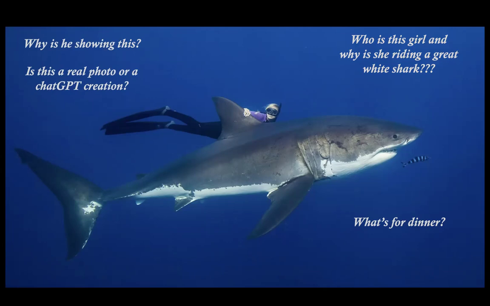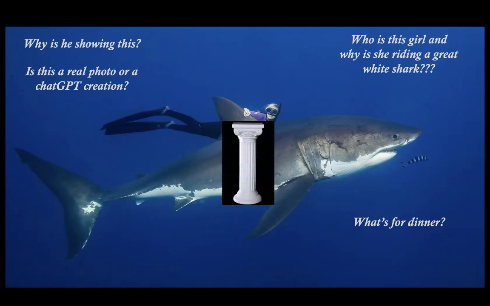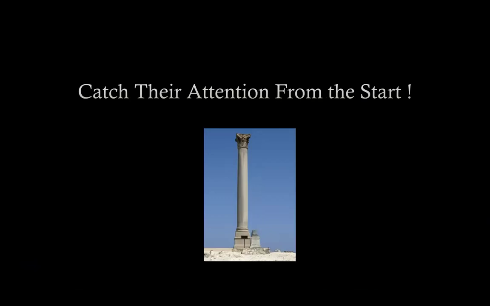Because once you see this picture, you are thinking, why is Felice showing this picture? Is this a real photo or a ChatGPT creation? Who is this girl and why is she riding a great white shark? And of course, it was late in Istanbul when I delivered this lecture at the end of the day, so most of the people were probably thinking about what was for dinner. Okay, so this is the first pillar. You need to catch their attention from the start.